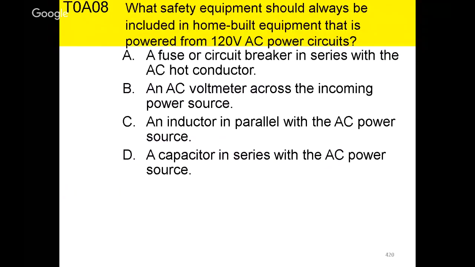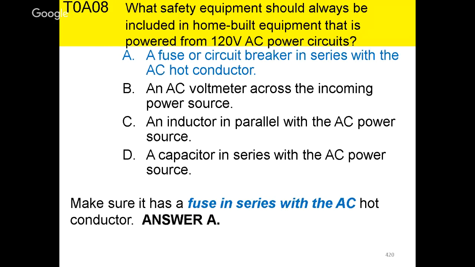What safety equipment should always be included in home-built equipment that is powered from 120-volt AC power circuits? This is probably a no-brainer. It's something for your safety, and it should always include a fuse or a circuit breaker in series with the AC hot conductor. Answer is A.